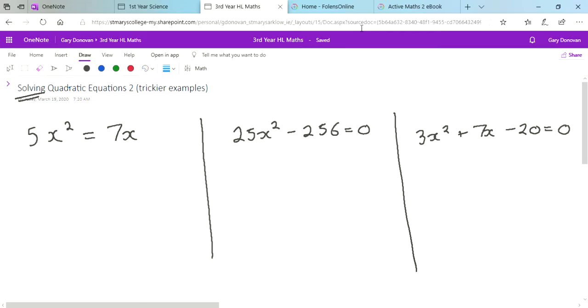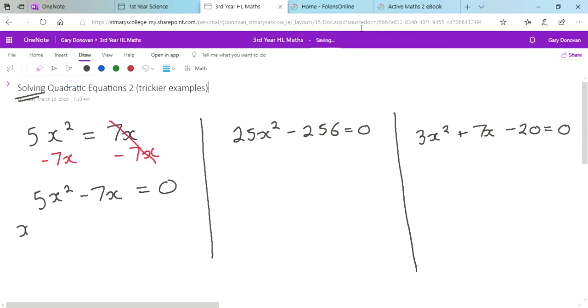So the first thing we want to do is move everything to one side of the equal sign, and how we do that is we take away 7x from both sides, and we're left with 5x squared minus 7x equals 0. Now it's set up like the question we did in the last video. So what we want to do is factorize the left hand side of this equation. Looking at this, can we use difference of two squares? No. So we want to look for a common factor in both 5x squared minus 7x.